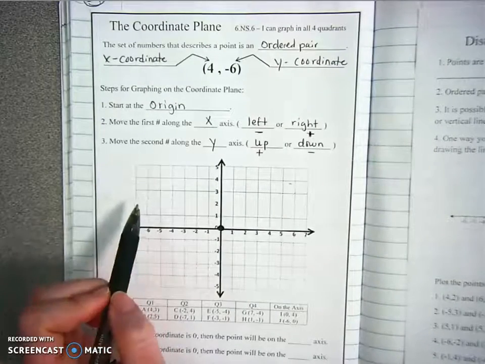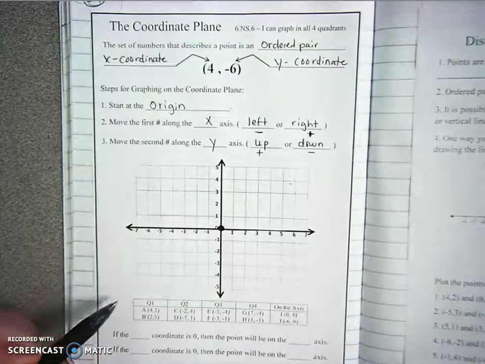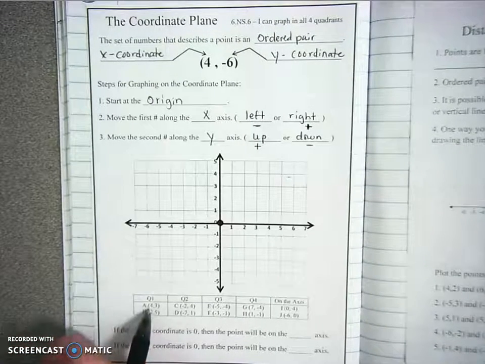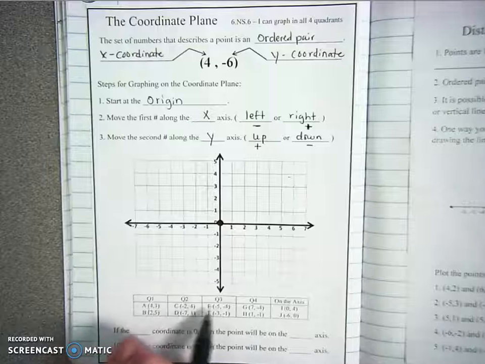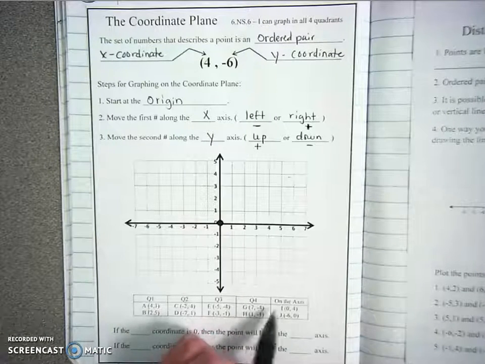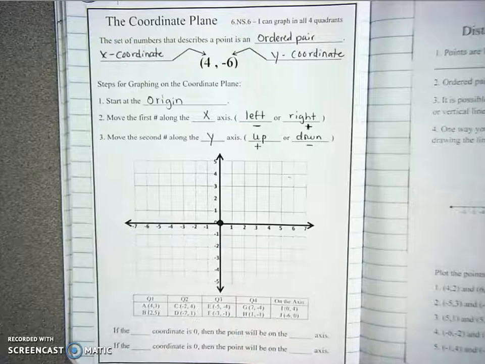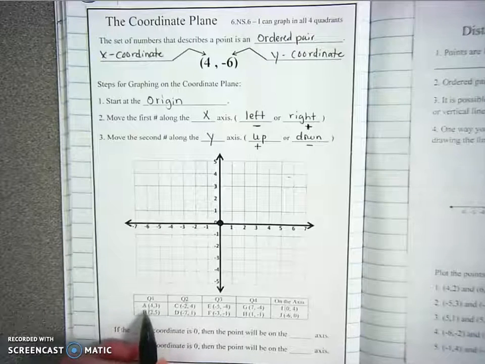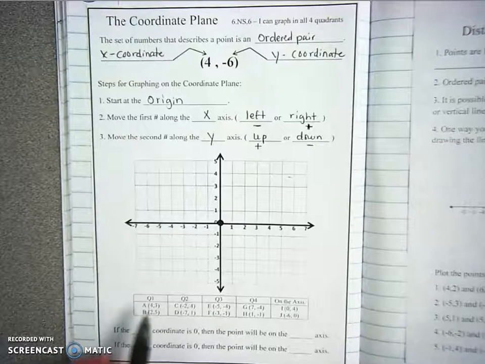Okay, so now we have a coordinate plane, and then you can see the box at the bottom. And this tells you Q1, Q2, Q3, Q4. Those are our quadrants, and there are a couple that will actually be on the axis lines. So we'll go over that in just a second. But first, let's start with these two, A and B. So how do you start to plot a point?